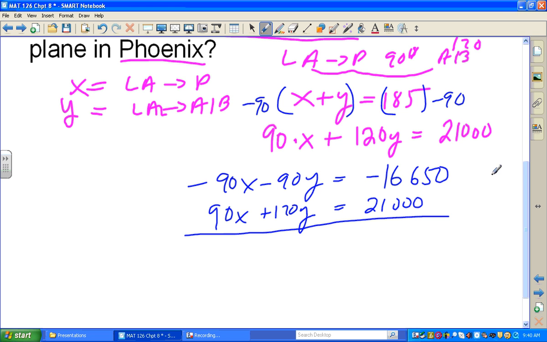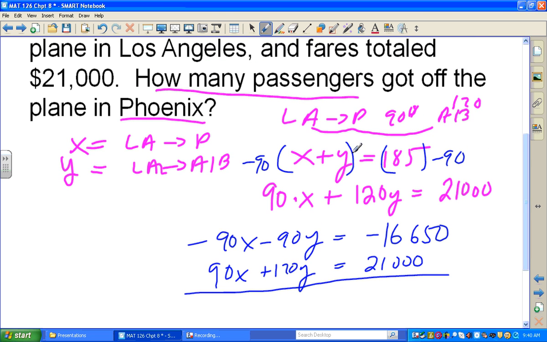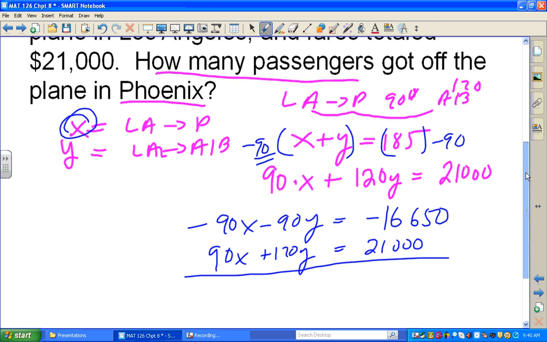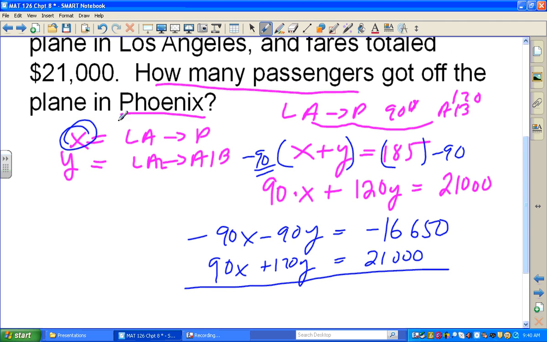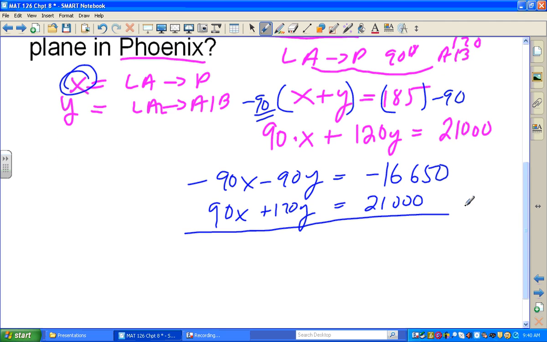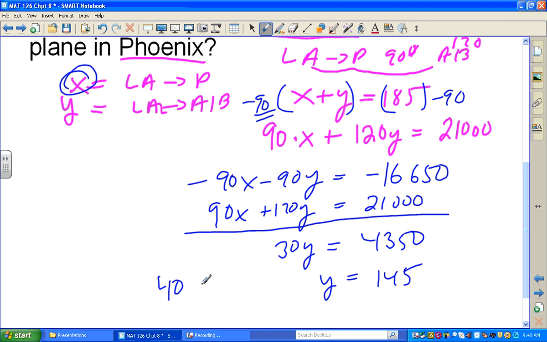Remember, I always add. I just want to know how many passengers got off in Phoenix. So that is our x. That's why I chose the negative 90. Okay? How many passengers got off in Phoenix? So, I should have chosen, I did it backwards. That's okay. 30y equals 4350. y equals 145. So that means that 40 people got off in Phoenix. 40 people equals x.